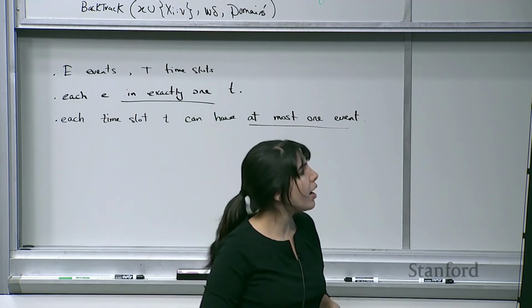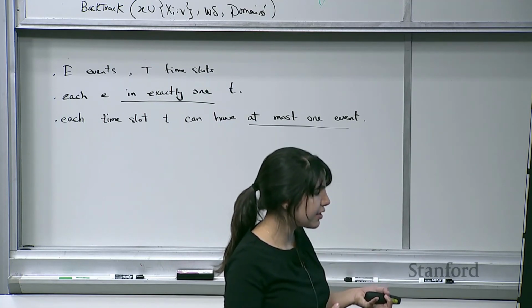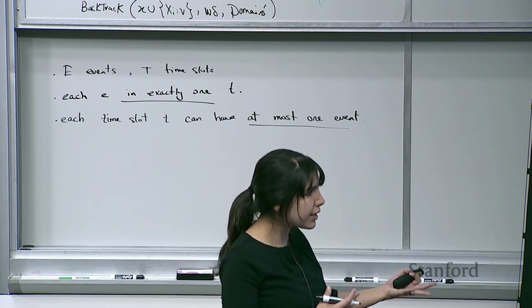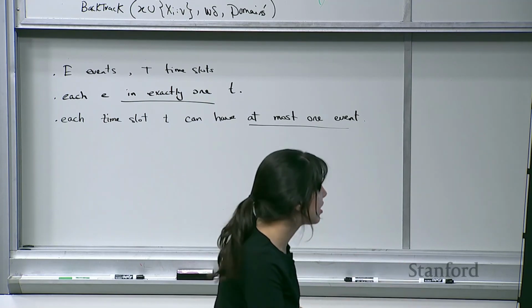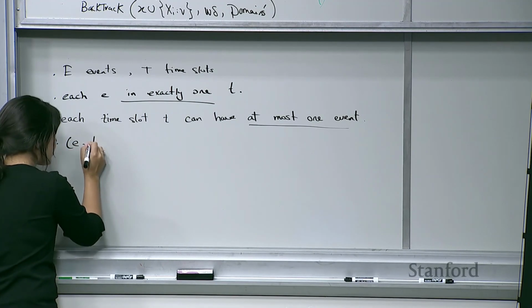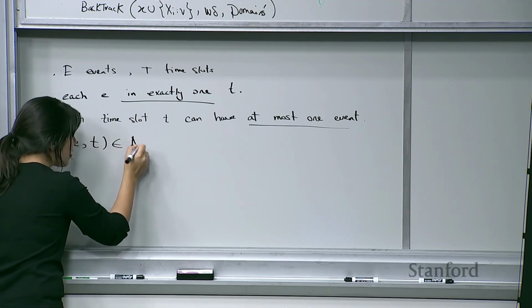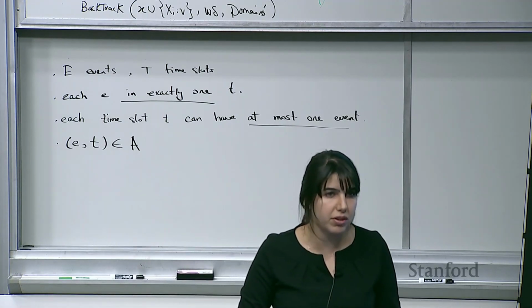And maybe I have a set. Maybe event E is allowed in time slots T only if event E and time slot T are in some set that someone gave me, some set A. So I have another constraint that ensures that some E with its time slot is in some predefined fixed set that someone gave me. Okay, so these are some of the constraints that I have.